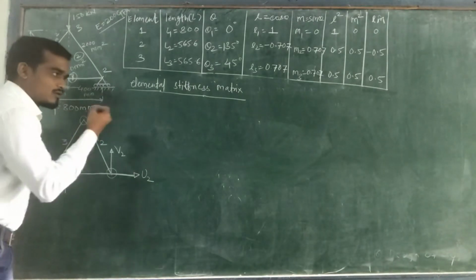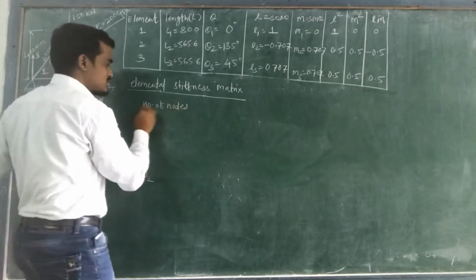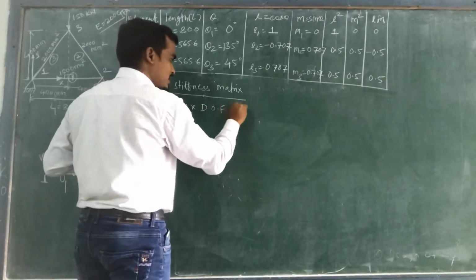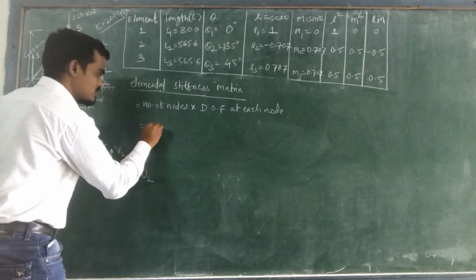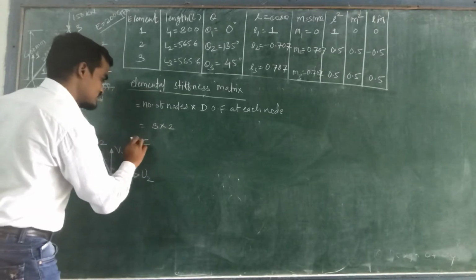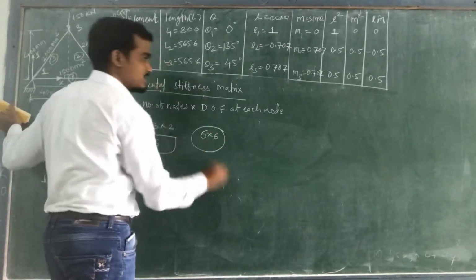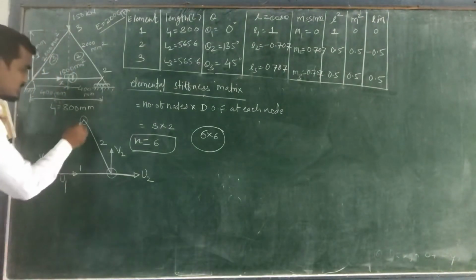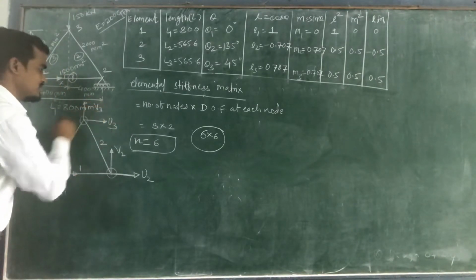And the order of the global stiffness matrix will become number of nodes into degrees of freedom at each node. So number of nodes is equal to 3, degrees of freedom at each node is equal to 2. So the order of the global stiffness matrix will become 6. So a 6 by 6 matrix should be there for your global stiffness matrix. Okay, so for the third element, this is your U3 and this is your V3.